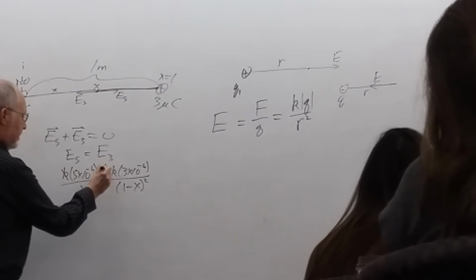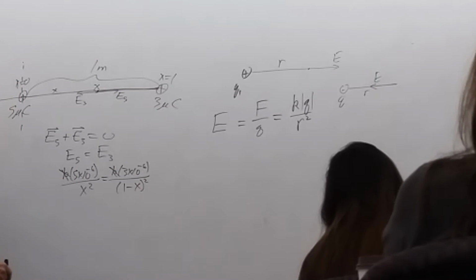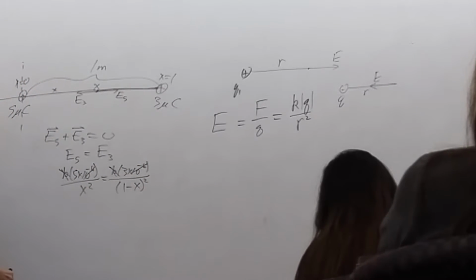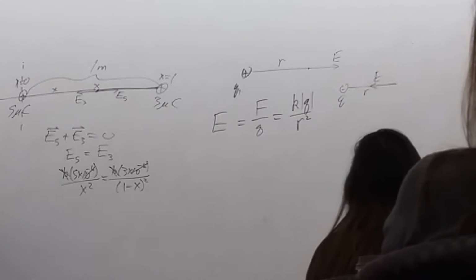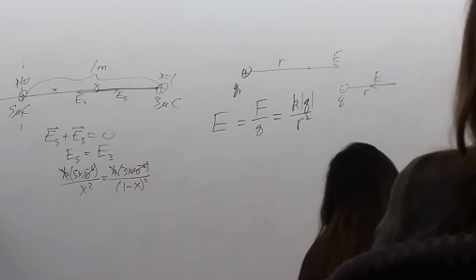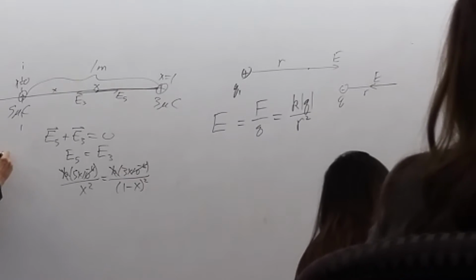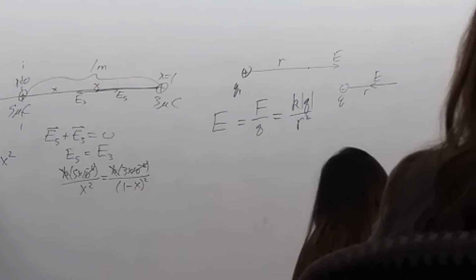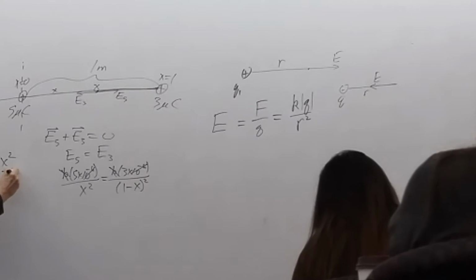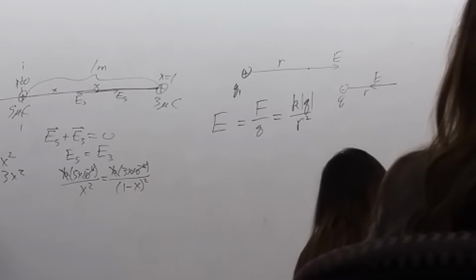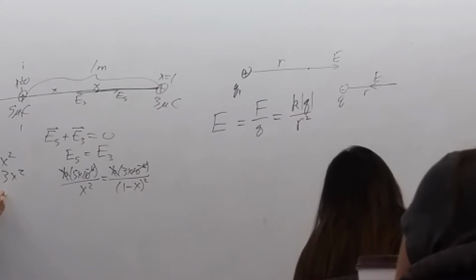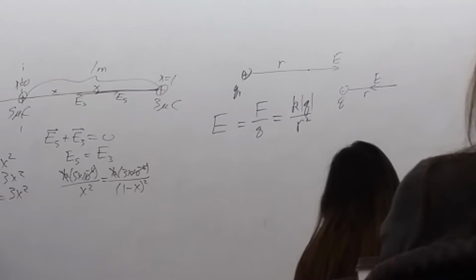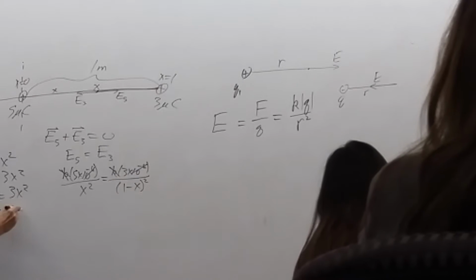Well, this is nice because I can cancel the k's. I don't have to worry about the 9, 10, and 9. I can cancel the micro parts, the 10 to the negative 6. And then I can cross multiply, and so I have 5 times (1 minus x) squared is equal to 3x squared. So this is 5 times (1 minus 2x plus x squared), or 5 minus 10x plus 5x squared is equal to 3x squared. And so I've got 2x squared minus 10x plus 5 equals 0.